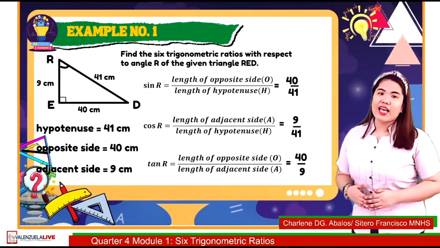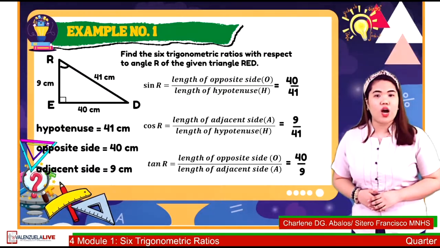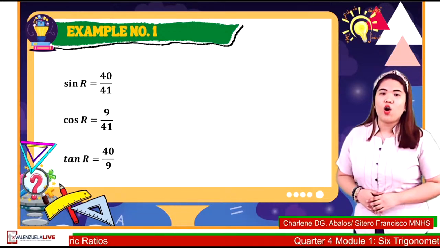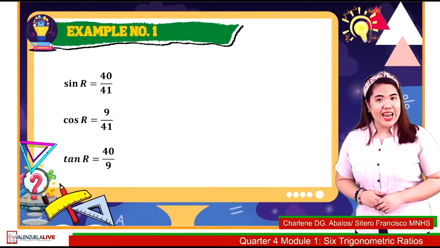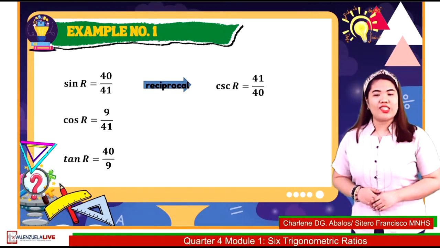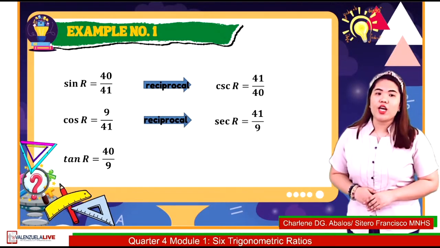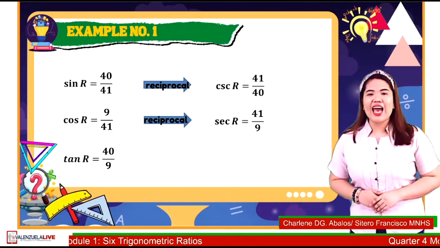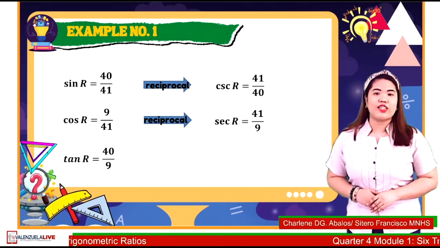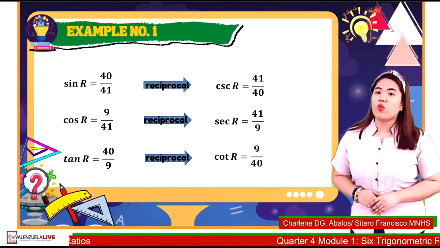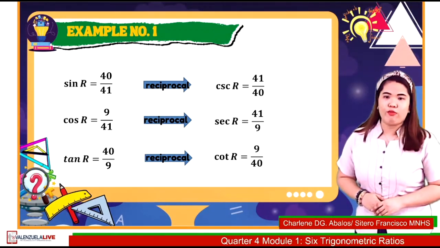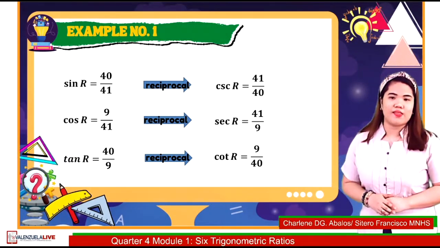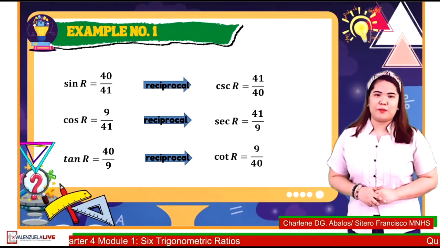To get the cosecant of angle R, just get the reciprocal of the sine ratio. It will be 41 over 40. Next, to get the secant R, just get the reciprocal of the cosine ratio. It will be 41 over 9. Lastly, get the cotangent R by getting the reciprocal of the tangent ratio. It will be 9 over 40. So these are the 6 trigonometric ratios. Next example.